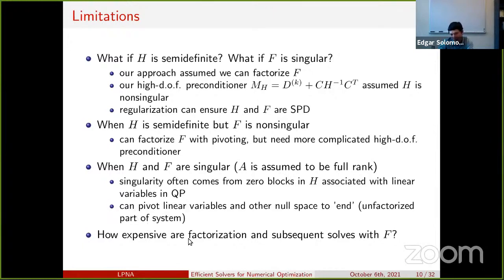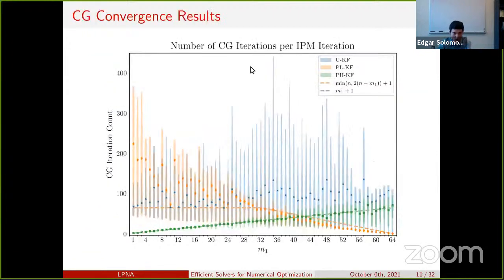And the other major question that I've already mentioned on the previous slide is, how expensive is this method in terms of cost? That's something we'll attempt to quantify by using cost models and trying out the method that we proposed on a whole bunch of different test problems. Although for now we'll assume that H and F are SPD, and for the test problems that we tried, if H was not semi-definite, we would regularize H. But first, let's confirm our theoretical results regarding the convergence of CG.